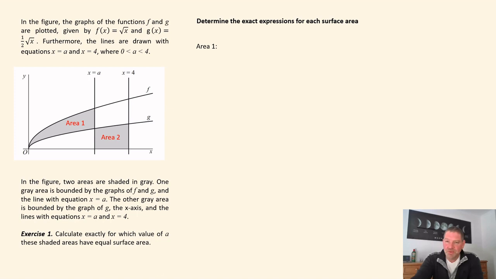So how are we going to calculate the surface area of area 1? I would suggest that we first take the surface area under the graph of f, which is this, and expressed by the integral from 0 to a of the function f of x times dx. Then we need to subtract the surface area under g. In this case, we will be left with the surface area of area 1 only.